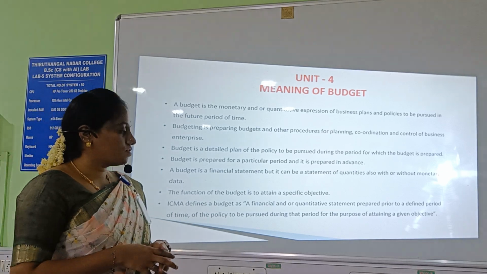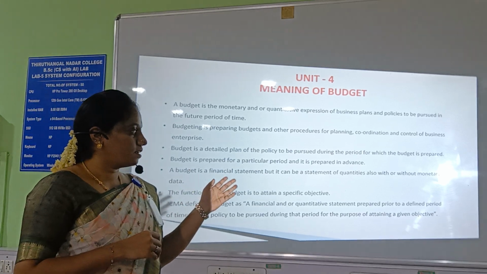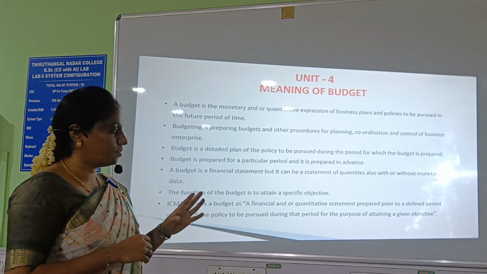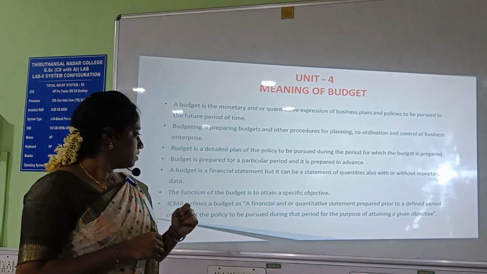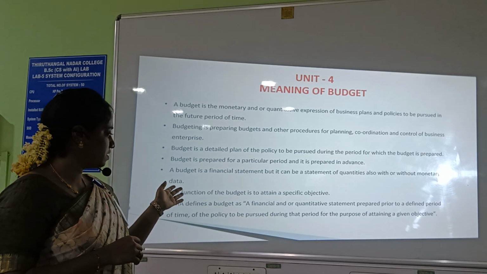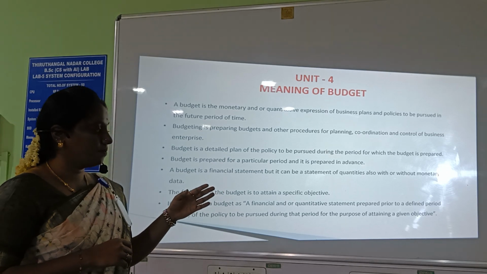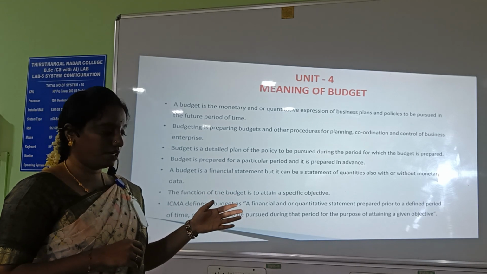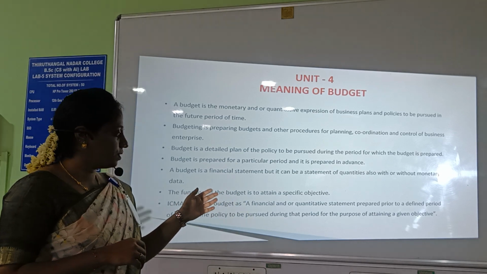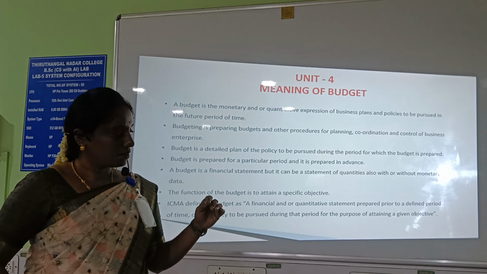The function of the budget is to attain a specific objective. A budget is a financial statement, but it can be a statement of quantities also, with or without monetary values. According to ICMA, budget is defined as a financial and quantitative statement prepared prior to a defined period of time of the policy to be pursued during that period for the purpose of attaining a given objective.